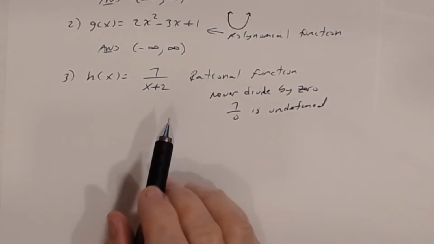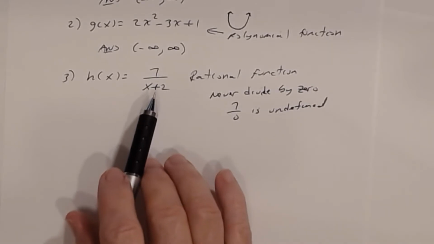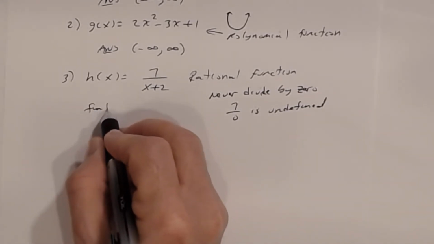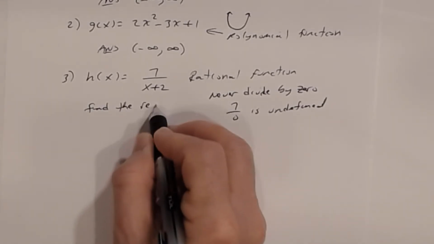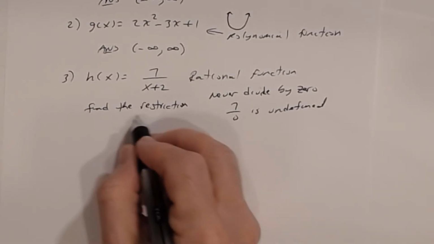So when you're talking about a rational function and you want to find the domain, you first of all need to determine what the restrictions are. You have to find the restrictions. And when I say restrictions, I mean the restrictions on the domain.